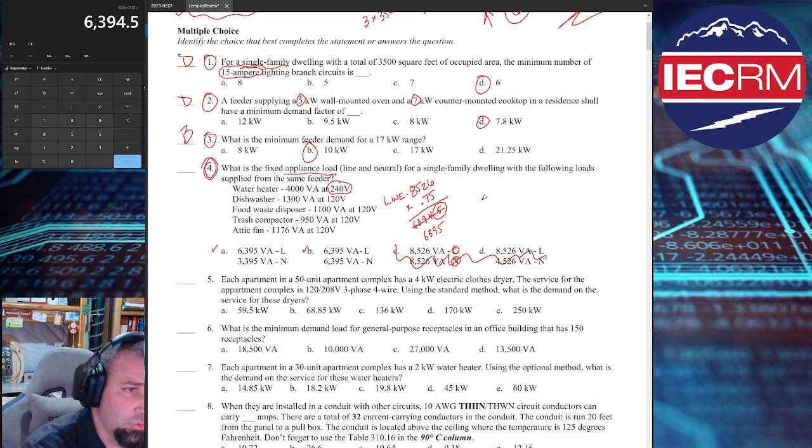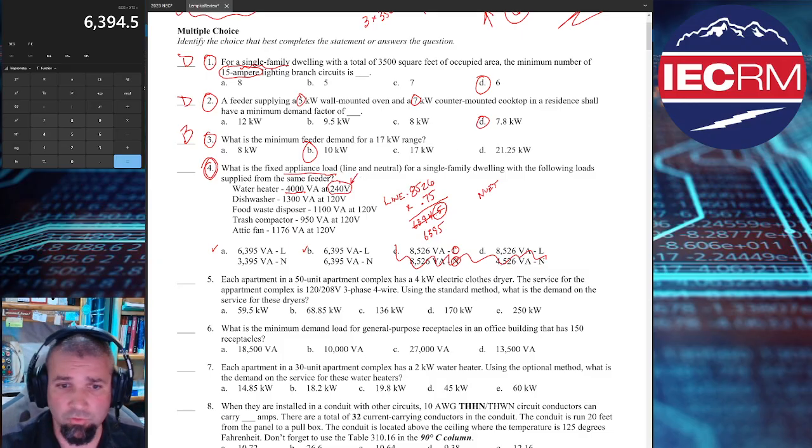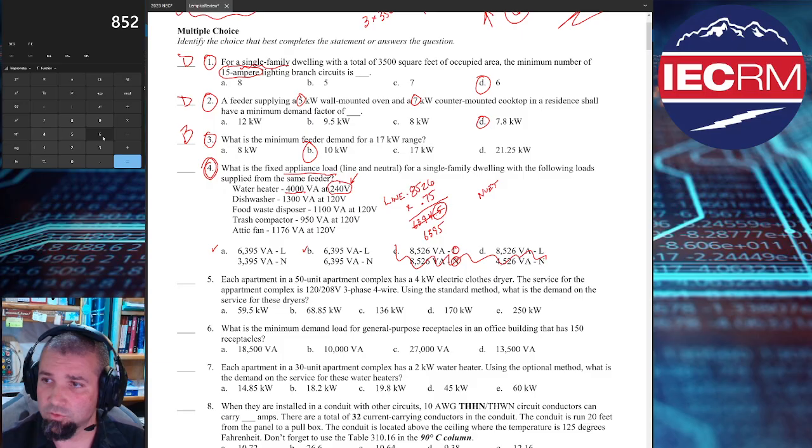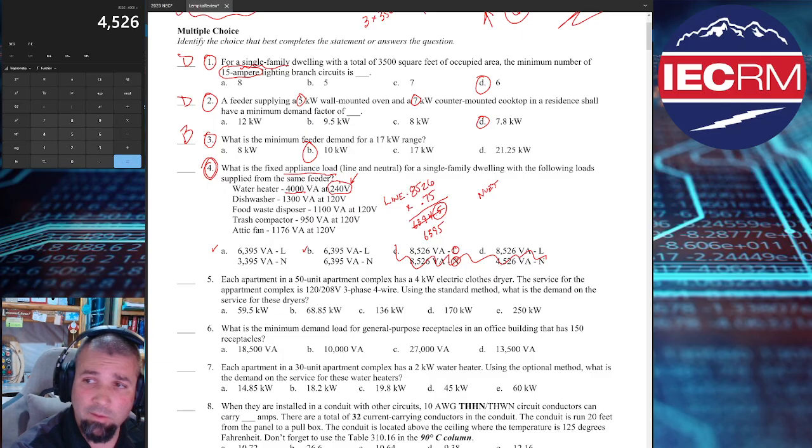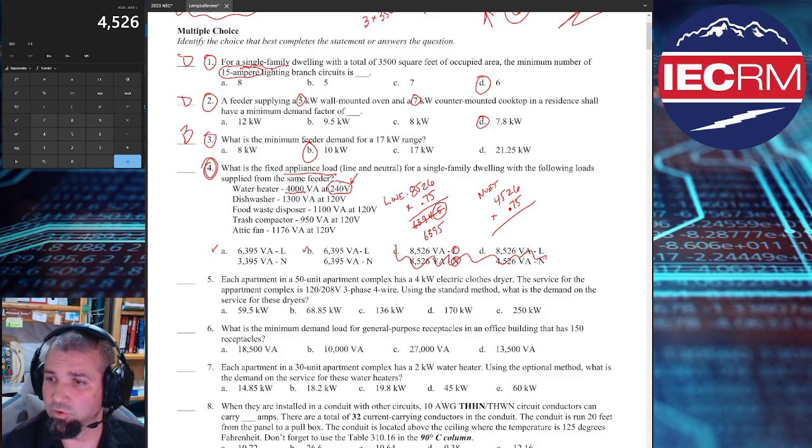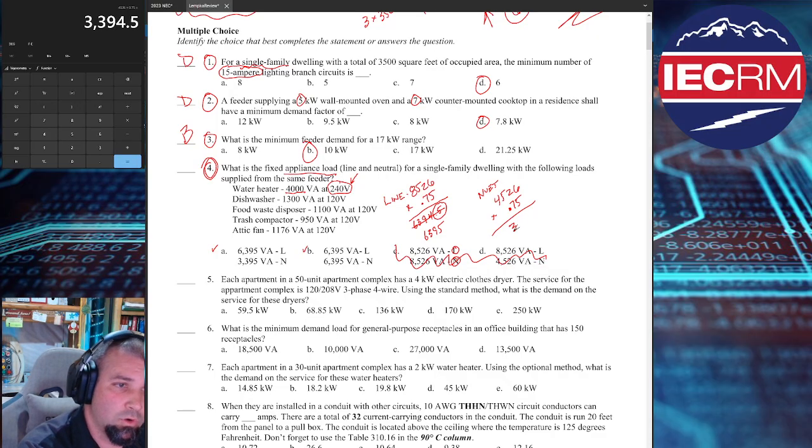Okay, now for the neutral, the calculation looks exactly the same, right? I'm just going to take off this 4,000 VA for the water heater because it's 240 volt. It's not utilizing the neutral. Okay, so I'm going to take that 8526 and I'm just going to subtract 4,000. I probably didn't need a calculator for that, but I used it anyway. 4526, and then I'm going to apply that 75% again. Okay, let's just punch it out. Times 0.75 equals 3394.5.